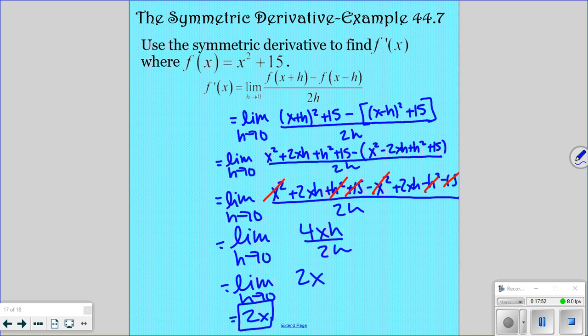And then if they ask you to use one or the other, you need to make sure that you use it, because you're going to have to show your work. And so I'm going to be looking at your work to make sure you use the correct derivative definition that they asked you to.